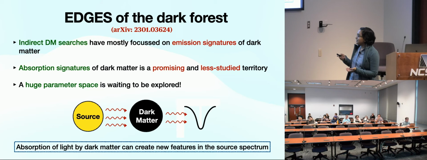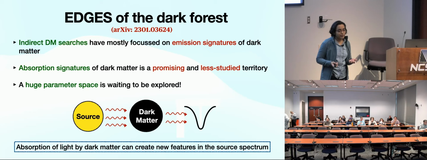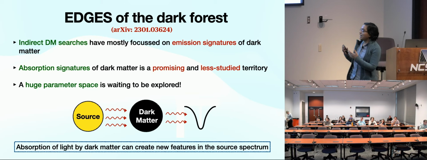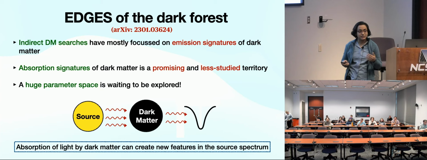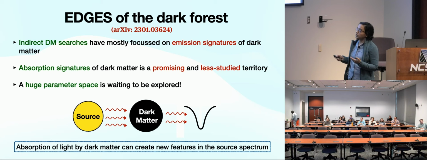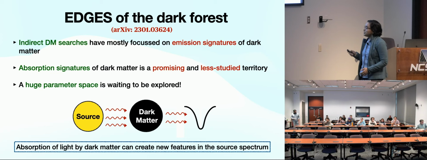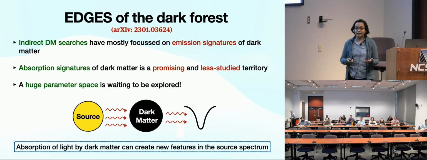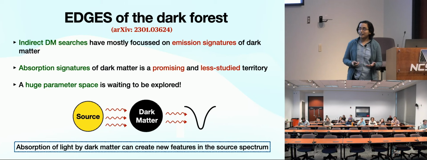On the other hand, absorption signatures of dark matter are a much less studied topic, and we can do a lot with it. The idea is that if dark matter has some electromagnetic interaction such that it can absorb photons from a background source, this can imprint a spectral feature in the spectrum of the background source. If we find some new feature which we cannot identify with baryonic atoms or molecules, this might be telling us about dark matter.